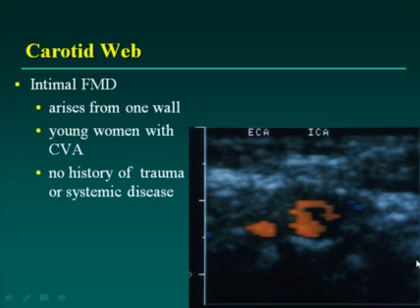Fibromuscular dysplasia. One of the manifestations of fibromuscular dysplasia is a web that is seen protruding into the lumen. And this is an example of a young woman who had a stroke with no history of trauma or disease. So if you see this in a young patient, you have to think about the presence of fibromuscular dysplasia.